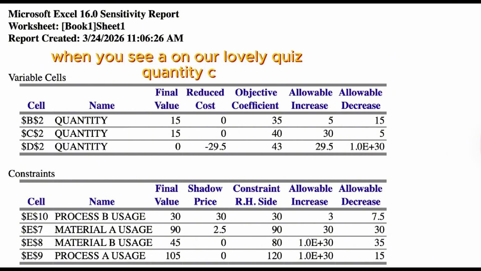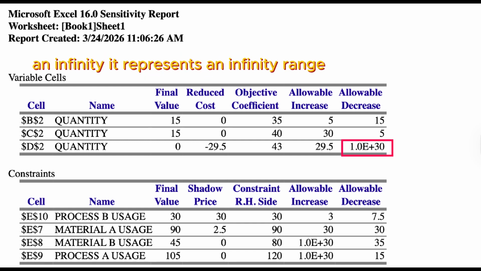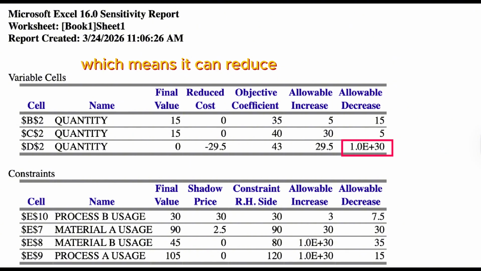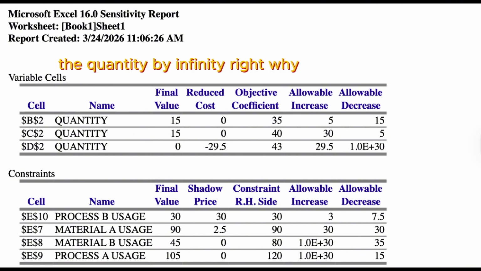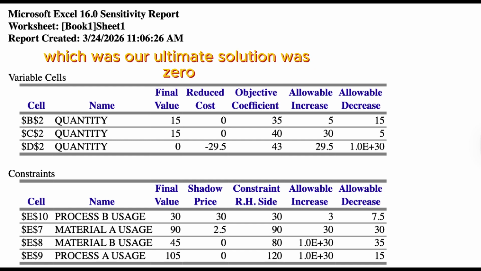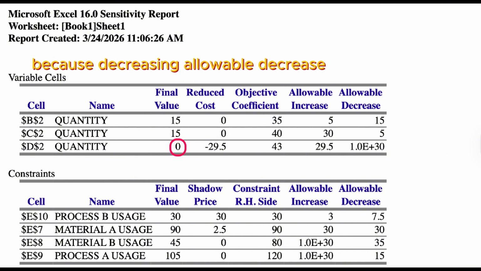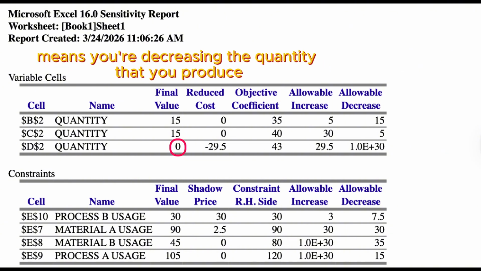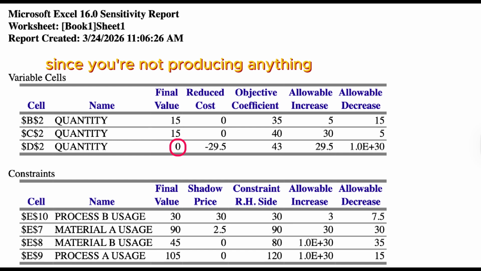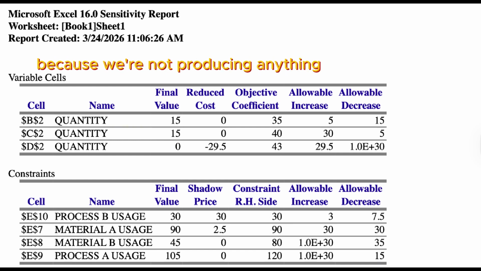When you look at the allowable increase for C, we have 1E+30. This shows an infinity range, which means we can reduce the quantity by infinity. Why? Because we are not producing anything. Our final value, which was our ultimate solution, was 0. So we can choose not to produce anything, because decreasing means we are decreasing the quantity that we produce. Even if you decrease it by 20, it still won't affect the objective function because we're not producing anything.